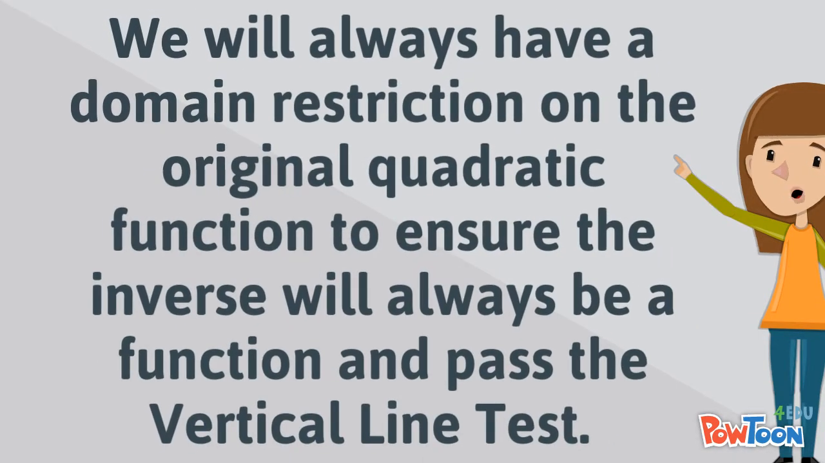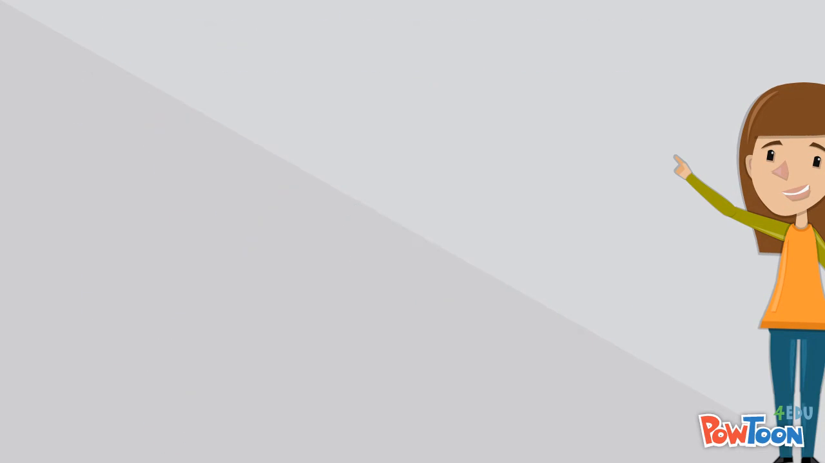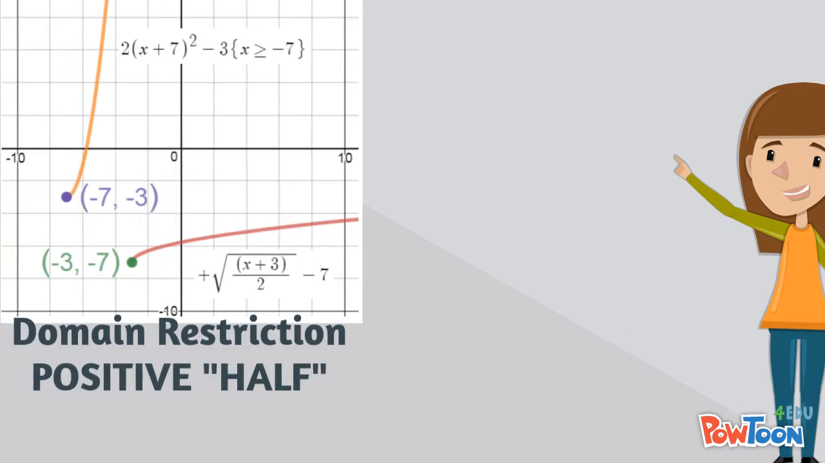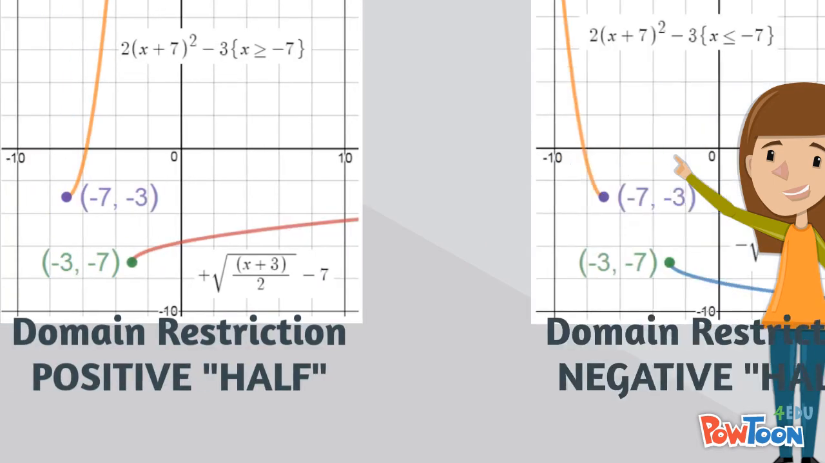In conclusion, we will always have a domain restriction on the original quadratic function to ensure that the inverse will always be a function and pass the vertical line test, which means we will always end up either keeping the positive half of the square root function or the negative half of the square root function.